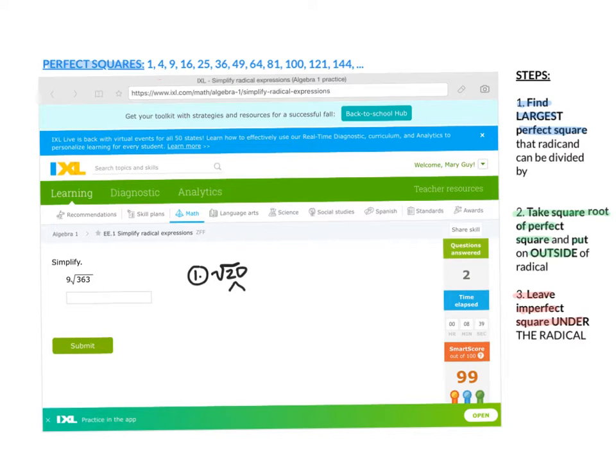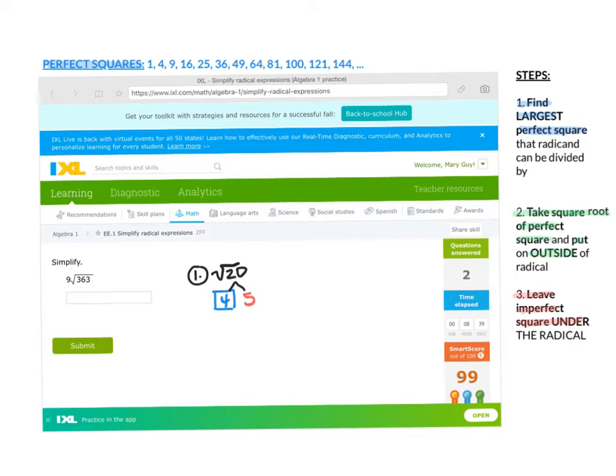20 divided by 4, you get 5. You get a whole number. So that means that is my largest. That would be my largest perfect square. So I'm going to box in 4 as a reminder that it's my perfect square. 20 divided by 4, I get 5.